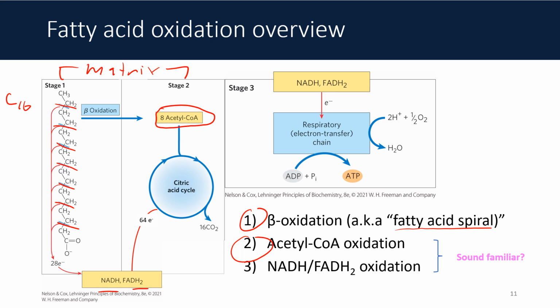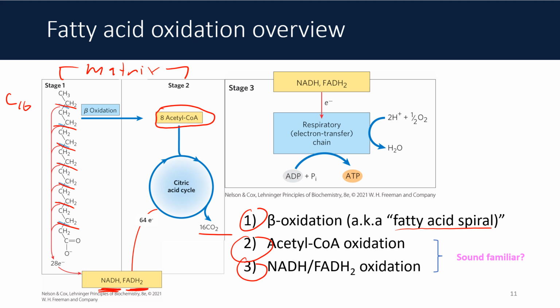Doesn't that sound familiar? And what's the whole point of the citric acid cycle? It's to chop down and break apart acetyl-CoA into, sure, CO2 molecules, but also NADH and FADH2. And look at that. We can converge these metabolic pathways of glucose metabolism and fatty acid metabolism onto stage 3, which is NADH and FADH2 oxidation. Doesn't that also sound familiar?